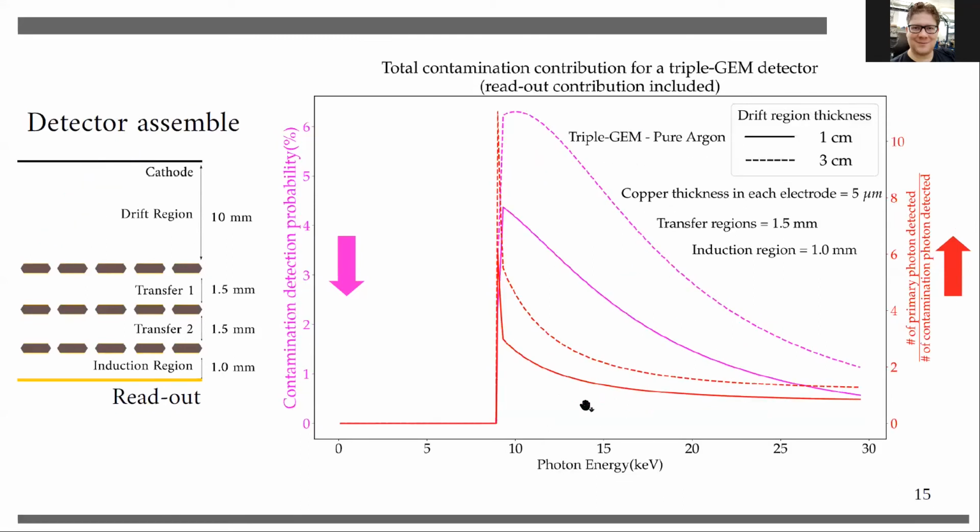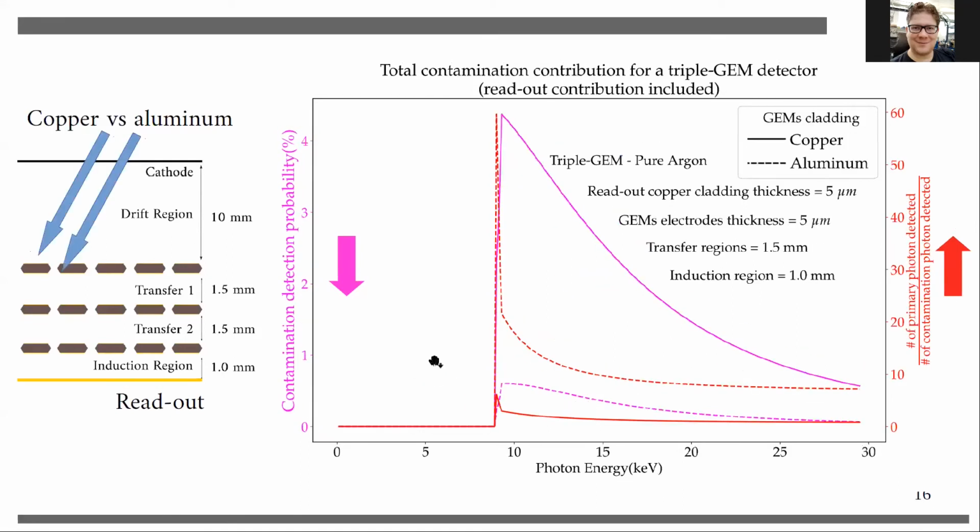Okay, so now another thing that I want to show is just the same result, but if we change this copper cladding here. So if we change this copper cladding for aluminum, what we get is these two curves here, and we can see the total contamination that comes only from the readout. Here we kept the readout using copper. So we can see that we are able to decrease a lot the contamination inside our detector if we change to aluminum.